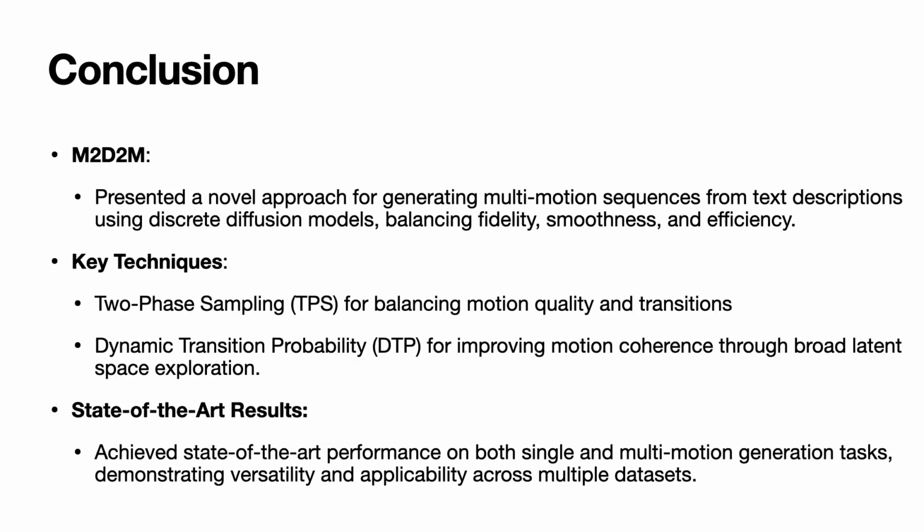In conclusion, M2D2M offers a flexible and efficient method for generating human motion from text descriptions. With the introduction of two-phase sampling and dynamic transition probability, the model achieves high fidelity, smooth transitions, and generalizability across different motion tasks.